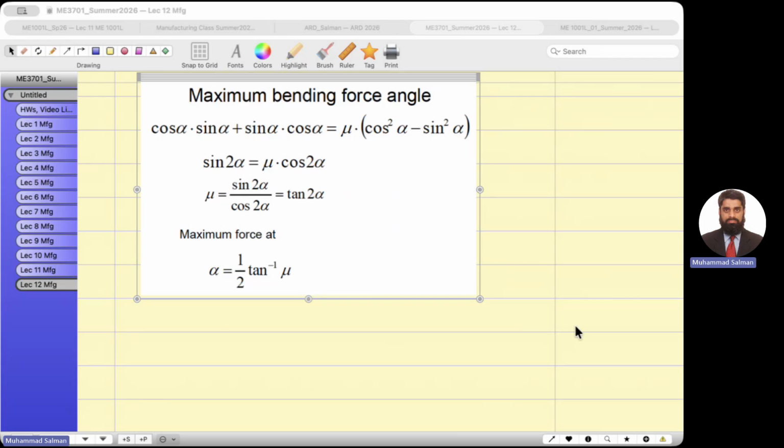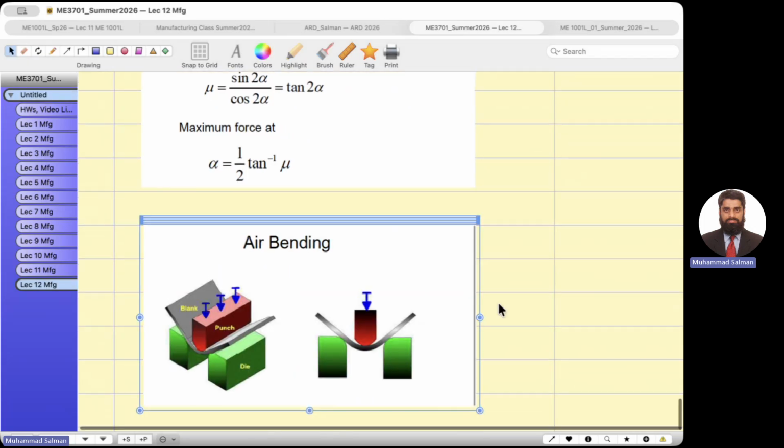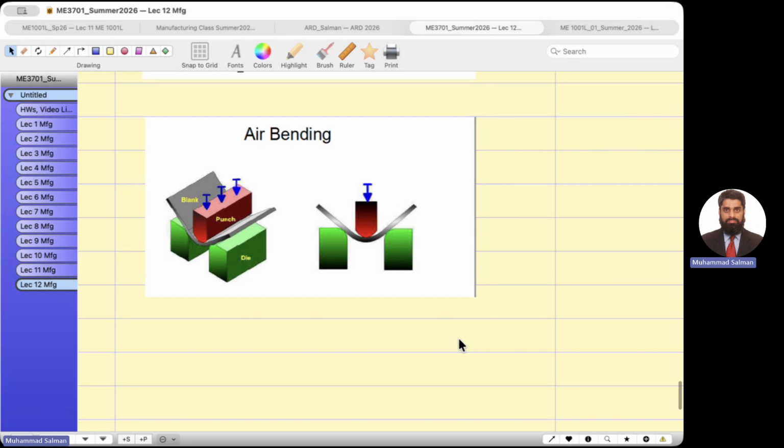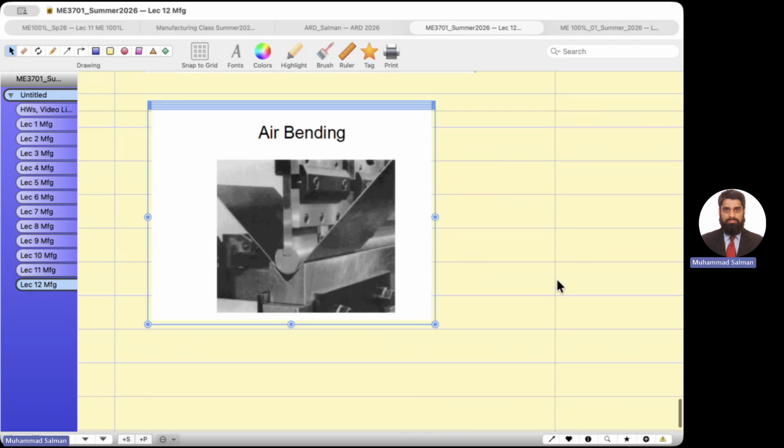So if you do the process without the V-shaped die, you just bend it in air. We call this process air bending. It is not touching the die, but the shape looks like a V, but it is in the air. It is not bottom touching, you see.